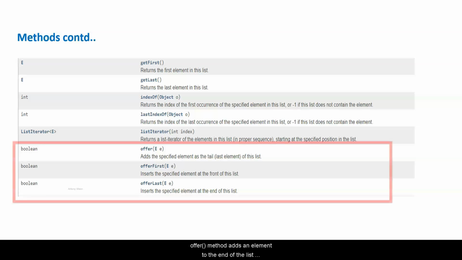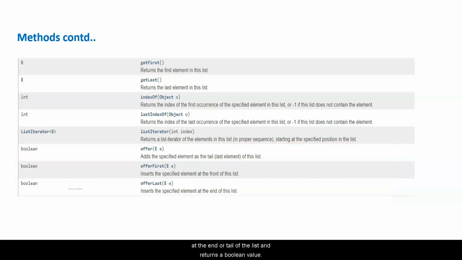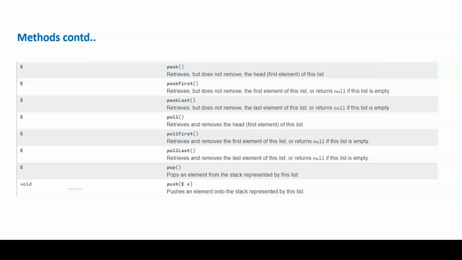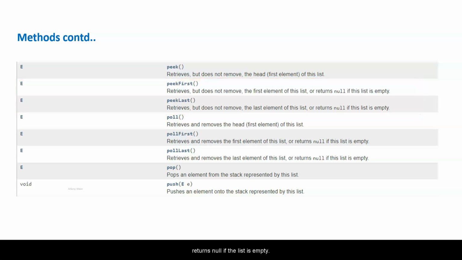The offer method adds an element to the end of the list and returns true or false based on the success of the operation. The offerFirst method inserts at the front or head of the list and returns true or false based on the insertion status. The offerLast method, as the name suggests, adds at the end or tail of the list and returns a boolean value. The peek method returns the head element of the list and is similar to the element and getFirst methods. The peekFirst and peekLast methods return the head and tail element from the list. These two methods do not remove them. They return null if the list is empty.